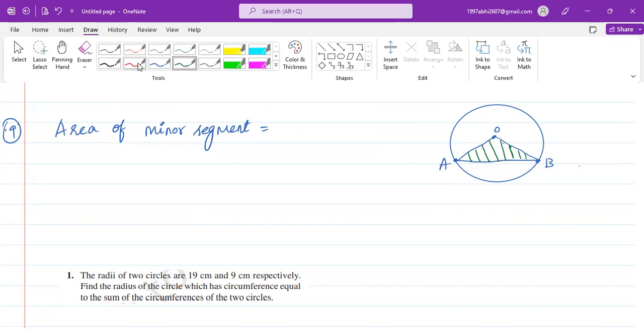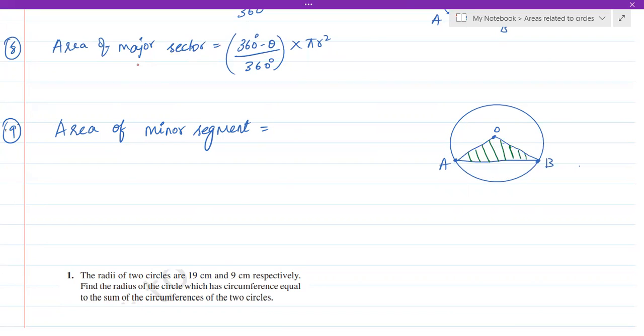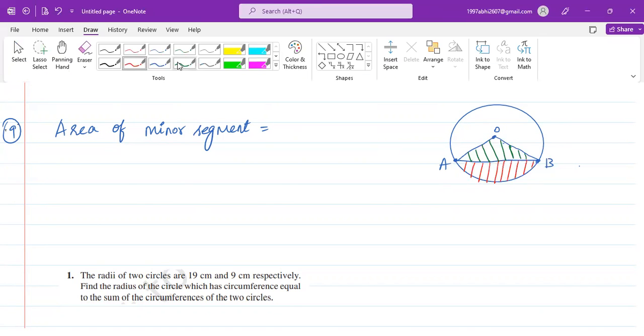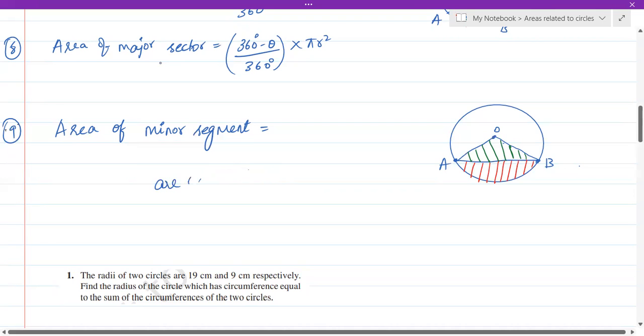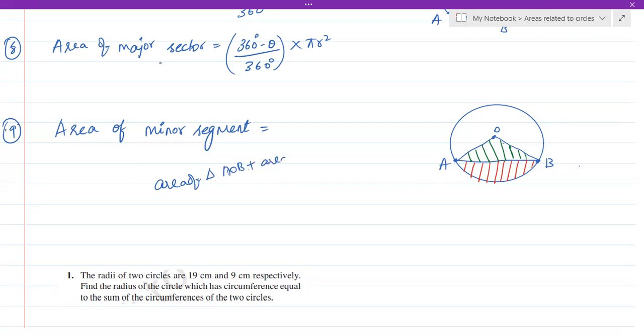Okay. Now let's shade the required area. That is the segment, right? Minor segment. Let me shade it in red color. As you can see, whichever I'm shading, that is the segment, right? Now, very clearly, the green area plus the red area gives you what? Just look at the figure. Green area is what? Triangle, right? So the area of triangle AOB plus area of minor segment.